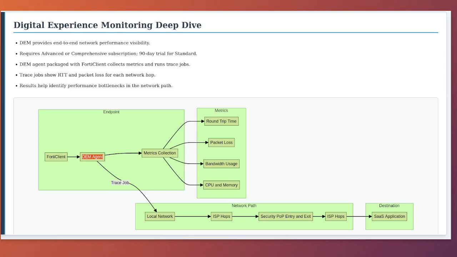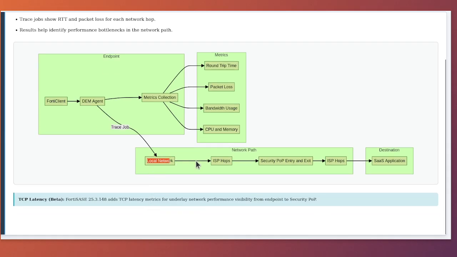Looking at the DEM architecture, the DEM agent installed on the endpoint collects performance metrics and initiates trace jobs. The agent connects to FortiSASE and reports metrics including network bandwidth usage, CPU and memory utilization, and hard disk usage on the endpoint. When a trace job is initiated, the DEM agent sends probe packets through the network path to the target destination. This traces the route from the endpoint through the security POP to the software as a service application or other destination.